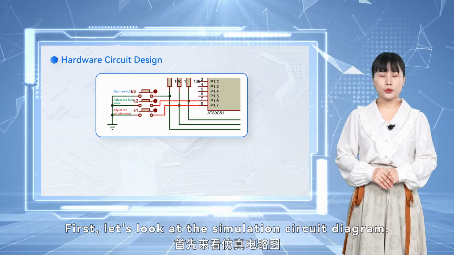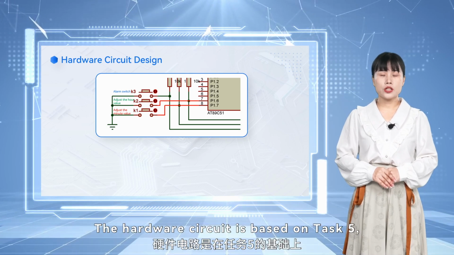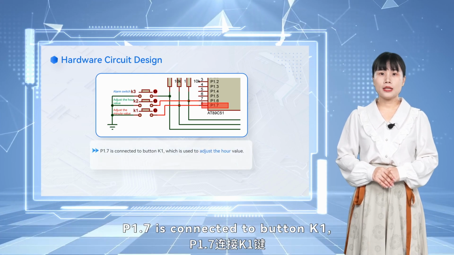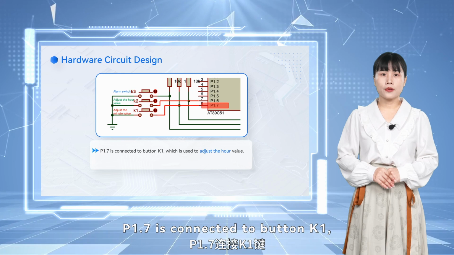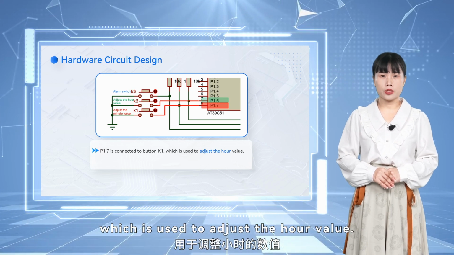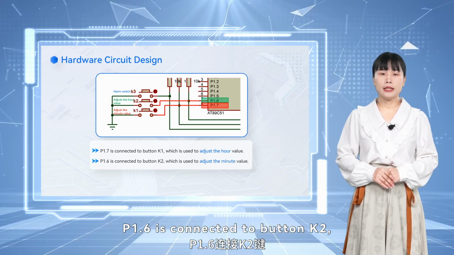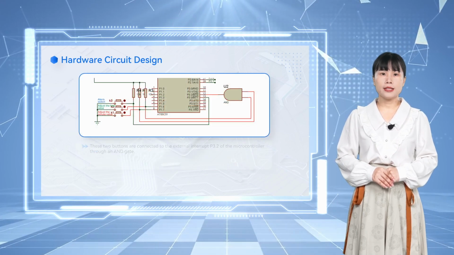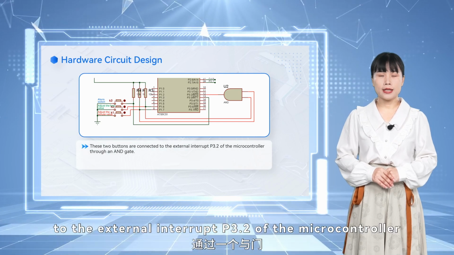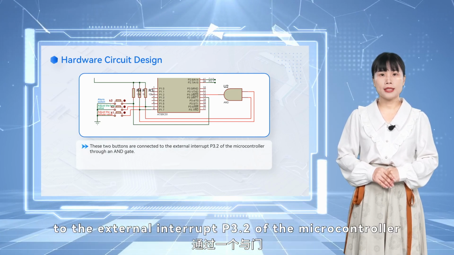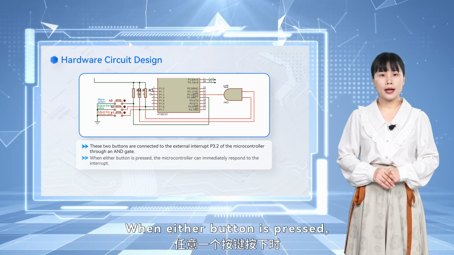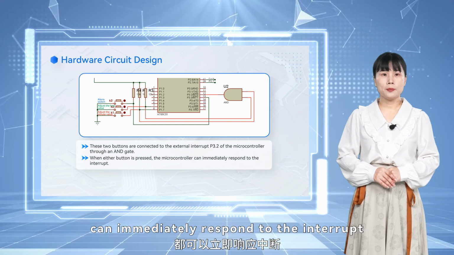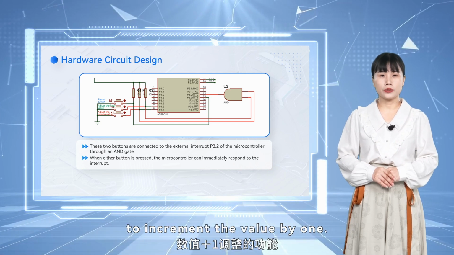First, let's look at the simulation circuit diagram. The hardware circuit is based on task 5 with an additional button added. P1.7 is connected to button K1, which is used to adjust the hour value. P1.6 is connected to button K2, which is used to adjust the minute value. These 2 buttons are connected to the external interrupt P3.2 of the microcontroller through an AND gate. When either button is pressed, the microcontroller can immediately respond to the interrupt and execute the function to increment the value by 1.